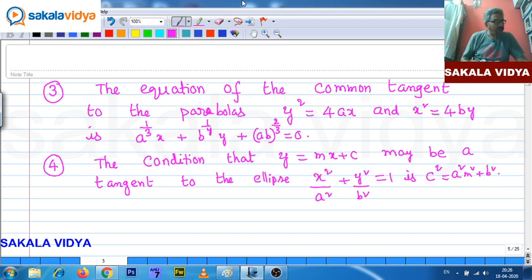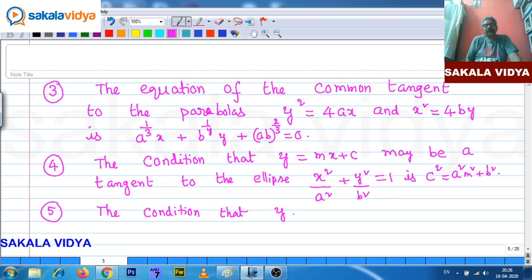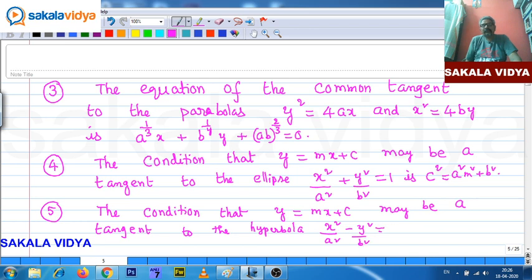Next one, fifth one, the condition that y is equal to mx plus c may be a tangent to the hyperbola x square by a square minus y square by b square equals to 1 is c square is equal to a square m square minus b square. Okay. Right. Check third point formula.